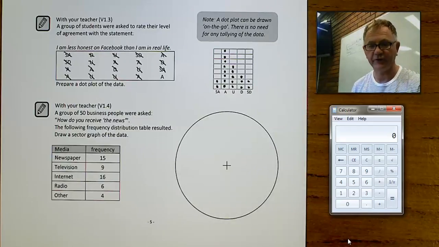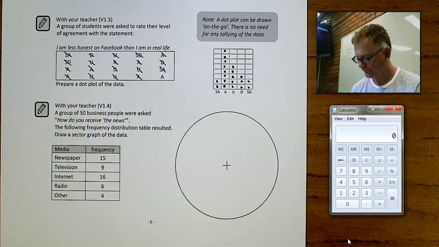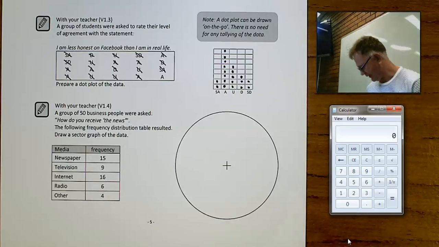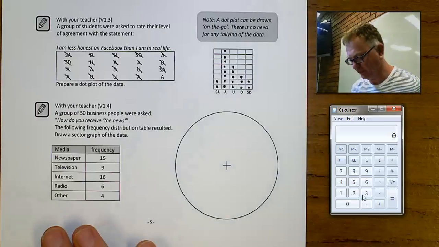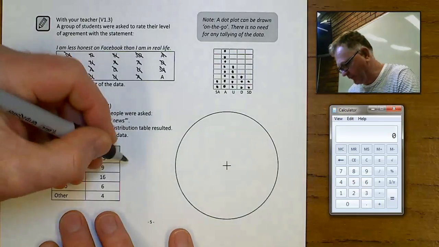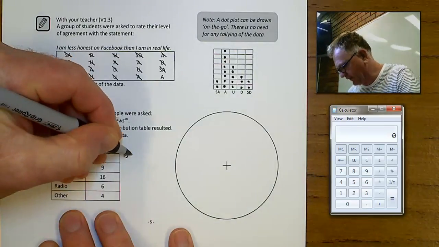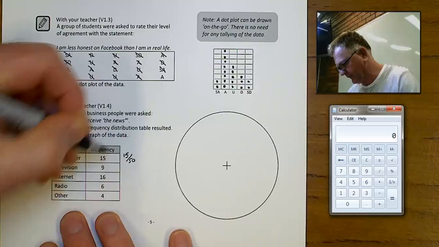We're going to draw a sector graph from a frequency table here. What we've got is a group of 50 business people who are asked how they receive the news, and we've got some different alternatives. There were 15 people that got their news from the newspaper. I would start by writing that as a fraction. That's 15 out of the 50 people.